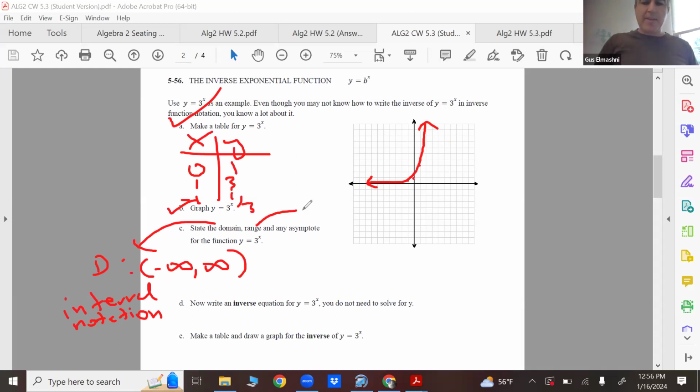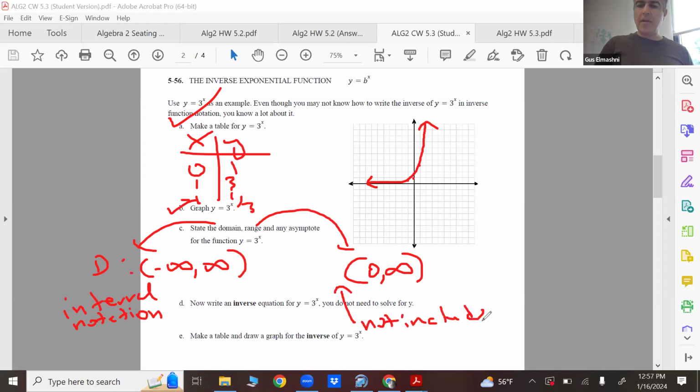The range, I'm going to write like this. What's the lowest y value? Or what does it get very close to? But not exactly, right? So you're going to write it like this. That's how you write the range. You write it like that. This means not included when you have a parenthesis.